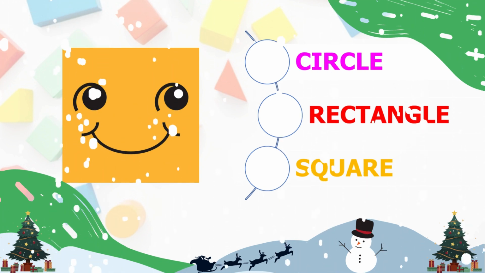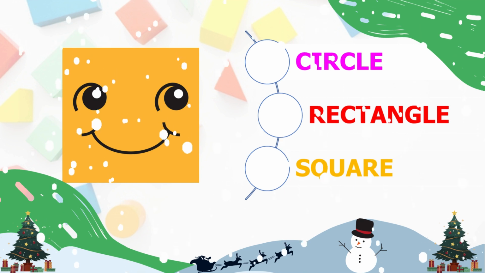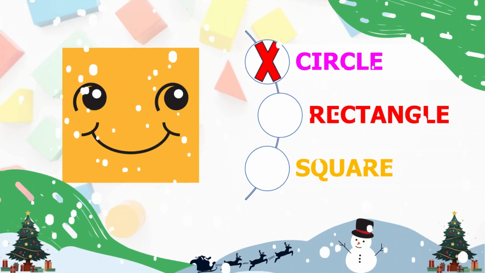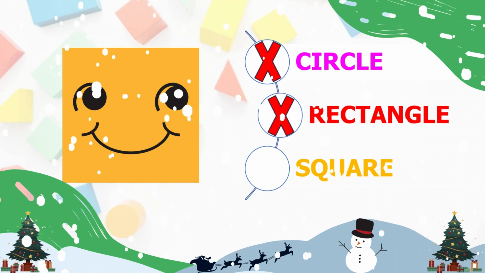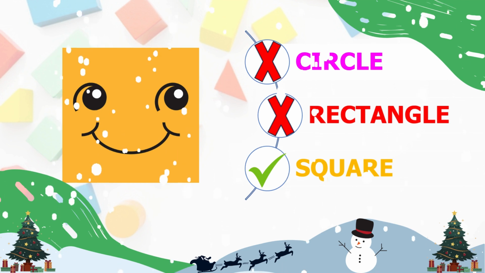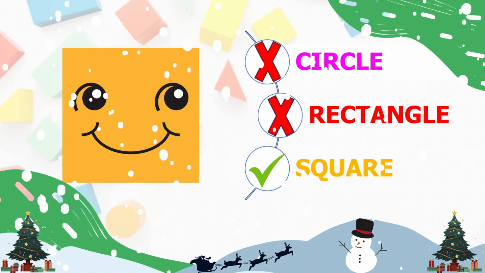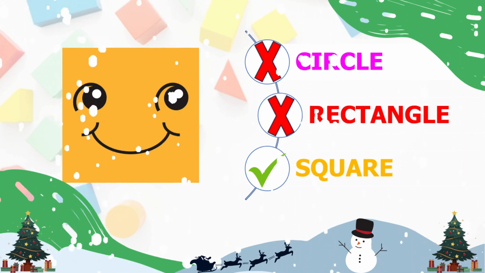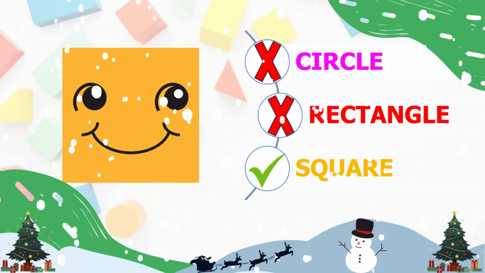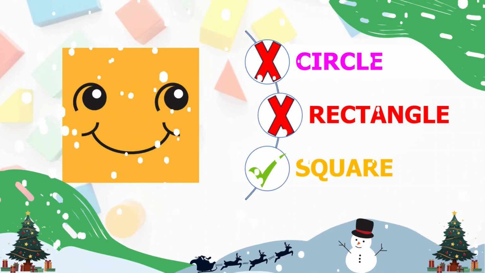What is the name of this shape? You have three options. This is not a circle and it is not a rectangle. This is a square. S Q U A R E, Square.